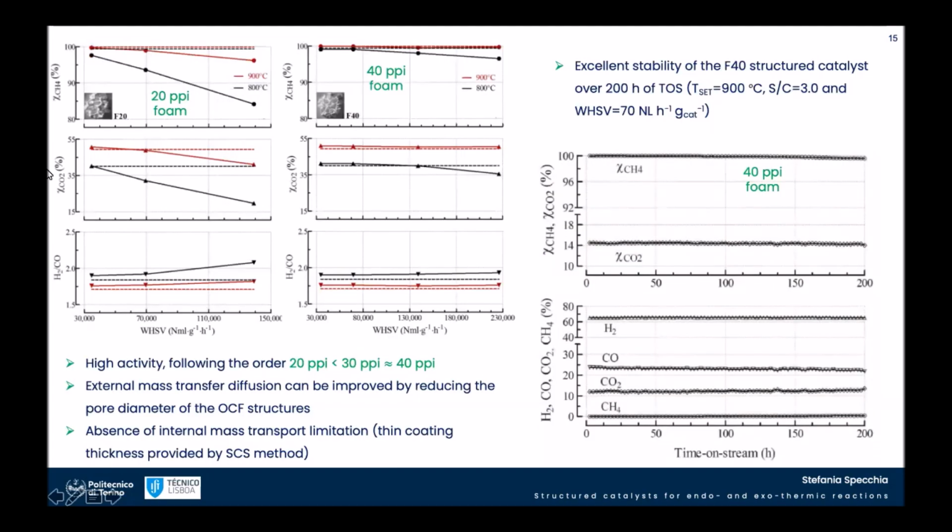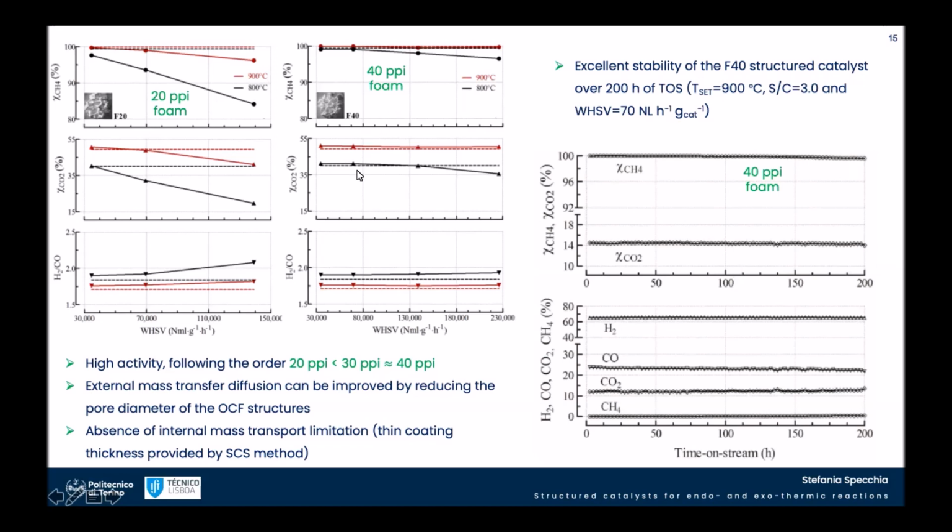And in terms of conversion, again here, the 20 ppi and the 40 ppi compared at different space velocities. So you can see also in this case, we can confirm that if we work with a higher cell density, we are able to keep the maximum of the conversion of the natural gas with a higher space velocity. There's no 30, but 30 ppi was very similar to 20. So here you can see only the comparison of the 20 with the 40.